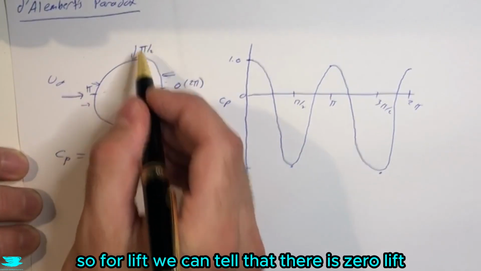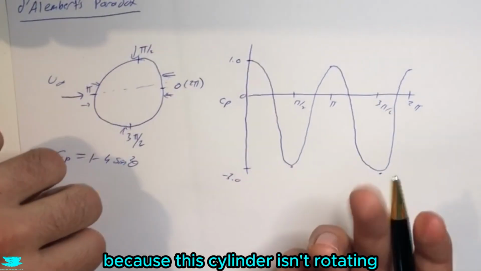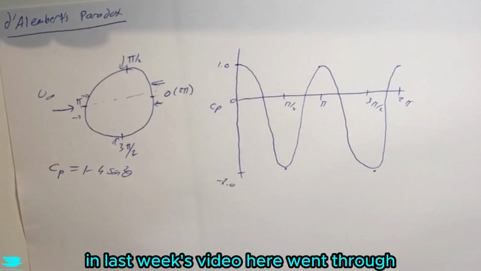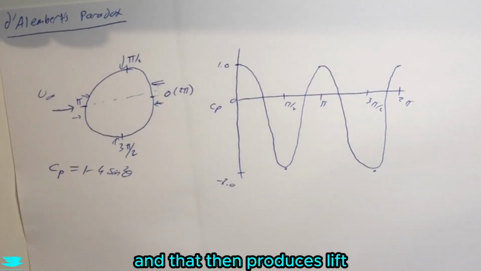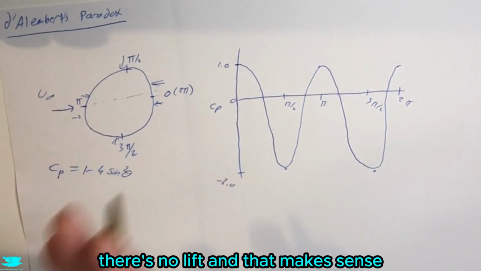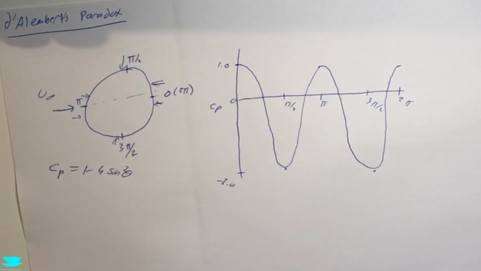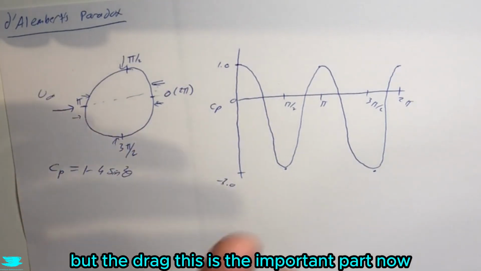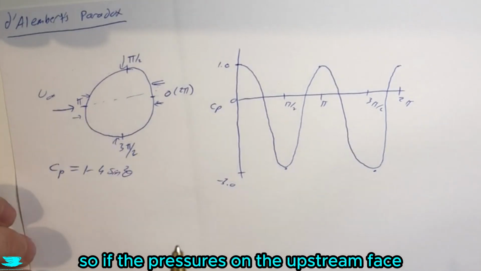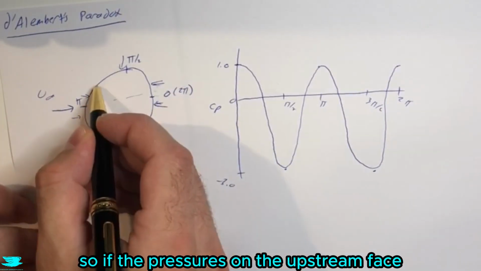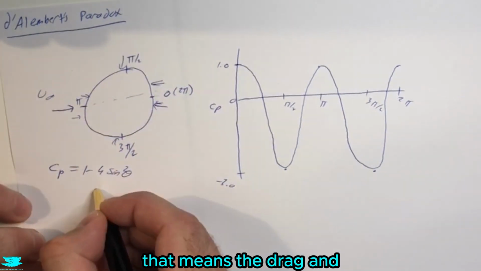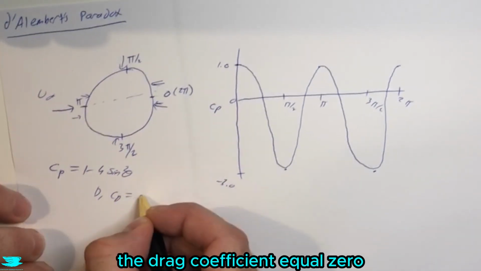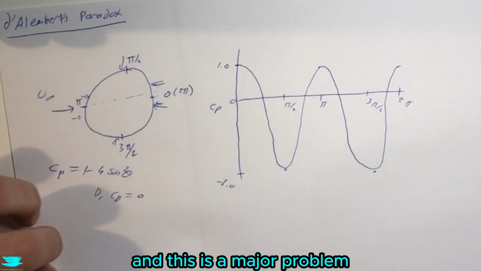So for lift, we can tell that there is 0 lift, and that makes sense because this cylinder isn't rotating. In last week's video here, we went through when the cylinder was rotating, and that then produces lift. But for a stationary cylinder, there's no lift, and that makes sense. But the drag, this is the important part now. So if the pressures on the upstream face cancel out with the pressures on the downstream face, that means the drag and the drag coefficient equal 0. And this is a major problem.